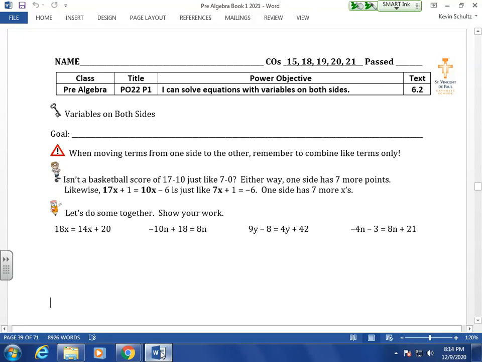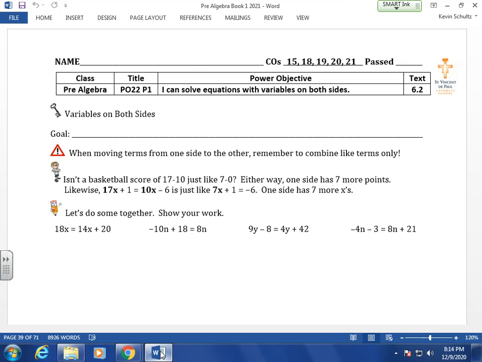We're back with PO22, solving equations with variables on both sides. Yesterday, you were kind of introduced to this concept here. You had a quiz on it. Every one that I saw, I got 5 out of 5. Most people took once or twice to take it, so that was good to see.